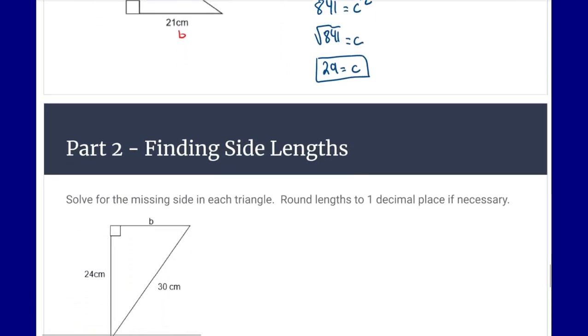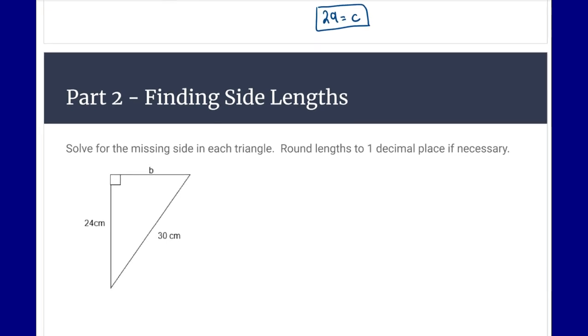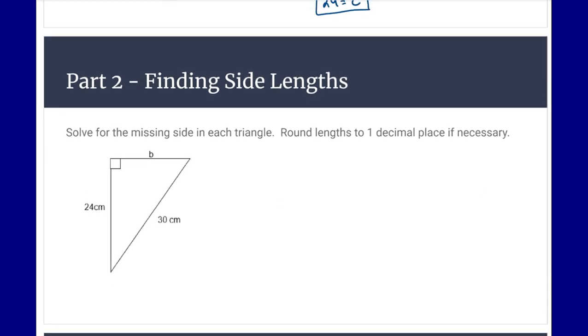Now, the other scenario is if we're asked to find another side that is not our hypotenuse. We have it labeled as B, which is fine because it's one of the legs. That means the other side will be labeled A, and then our hypotenuse, which is across from the 90 degree angle, or the longest side, is C.